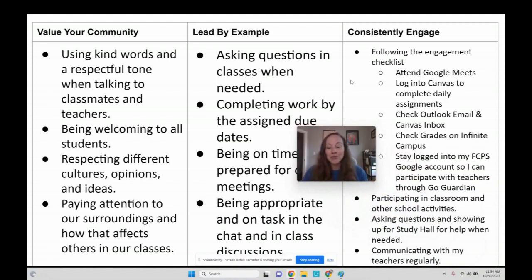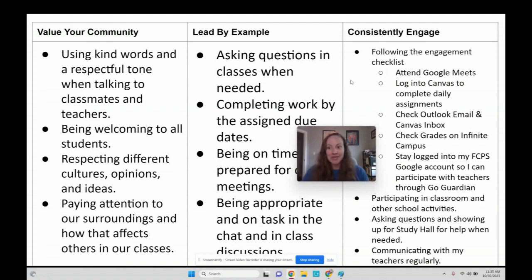So these are just some reminders. Your homeroom teacher should have gone over what a bunch of these community values look like for each of our categories: valuing our community, leading by example, and consistently engaging. But here are some of the examples again. So valuing your community: using kind words, respectful tone, being welcoming, respecting people's difference of ideas and disagreeing respectfully when you need to, paying attention to your surroundings and how it affects others in your class, not being distracting, that kind of thing. Leading by example: asking questions in class, completing your work on time, being on time, not being tardy for meetings so that your teachers can focus on teaching, being appropriate and on task in the chat.